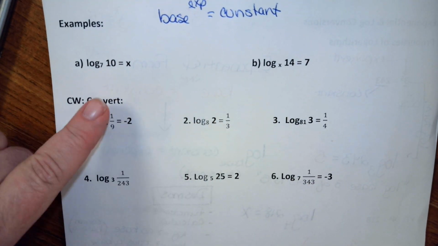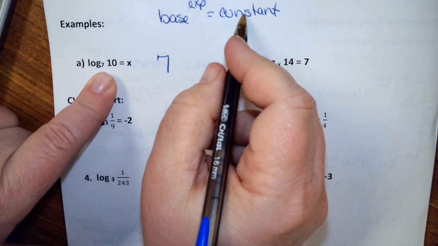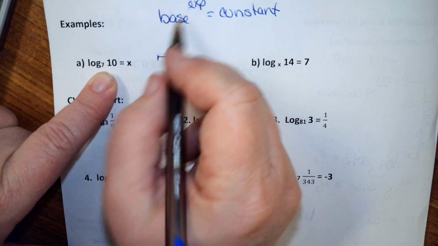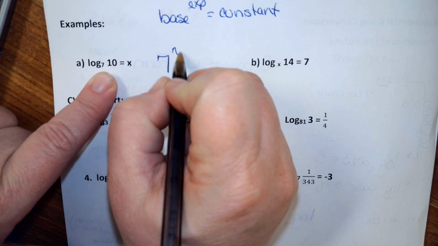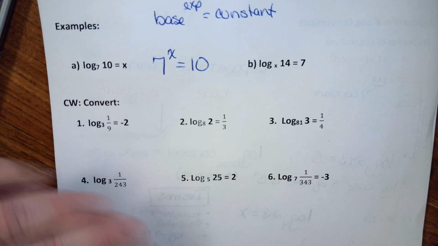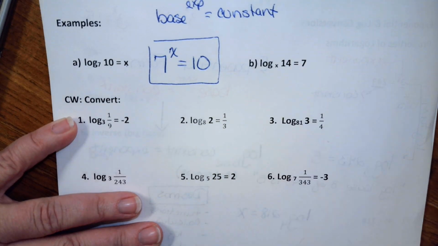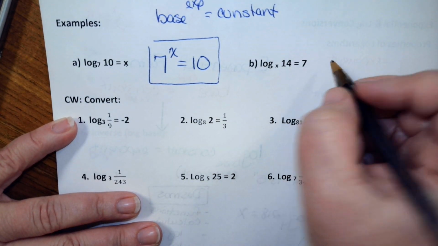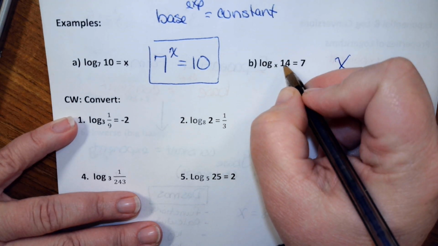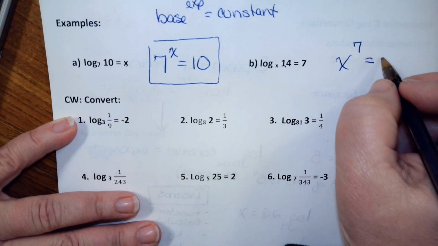So right here, in A, my base is 7. So I'm going to have 7. My constant is 10. And my exponent is x. So I got 7 to the x equals 10. For B, my base is x. My constant is 14. My exponent is 7, so x to the 7th equals my constant of 14.